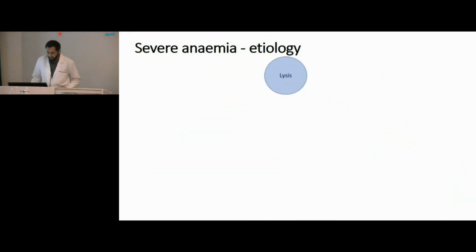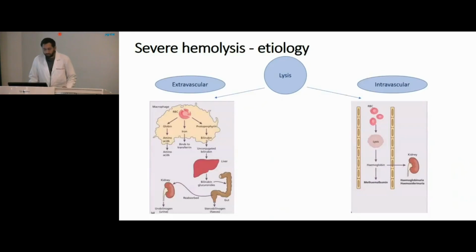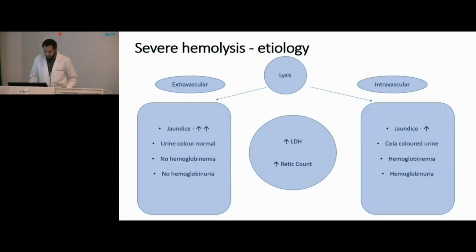Lysis can be extravascular or intravascular. When we talk about extravascular lysis of the RBCs, it occurs in the reticuloendothelial system, in the spleen and liver. And when we talk about intravascular, it is inside the vessels only. In intravascular, there will be hemoglobinuria and hemoglobinemia. In extravascular hemolysis, there will be more jaundice than in intravascular. Urine color will be normal, and no hemoglobinemia and no hemoglobinuria will be there.